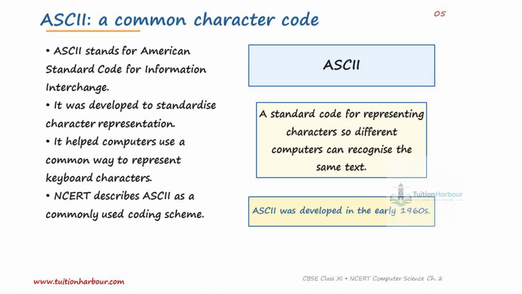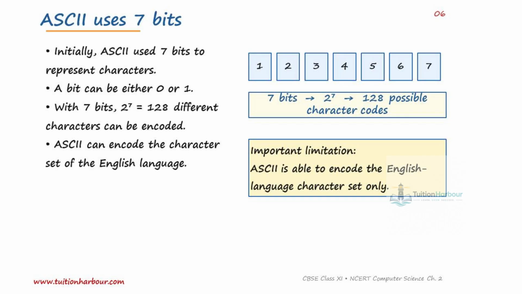ASCII stands for American Standard Code for Information Interchange. It was developed to standardize character representation and provide a common way for computers to represent keyboard characters. Initially, ASCII used 7 bits. 7 bits can produce 2 to the power 7 or 128 different codes. ASCII can represent the character set of the English language.